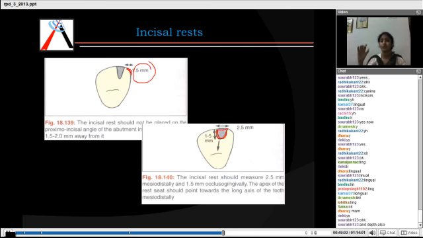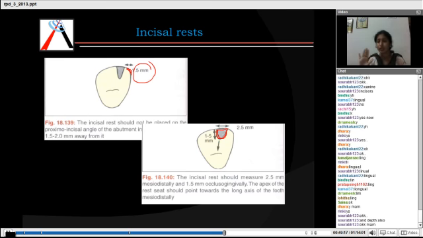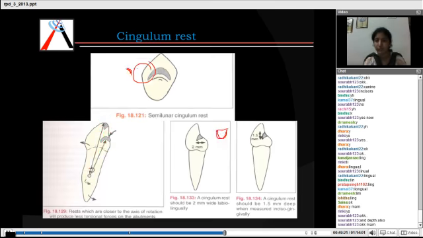Depth is separate, Saurabh. Depth we have already talked about: it should be spoon shaped. Here they have not talked about the depth, they have just talked about the dimensions. Depth also should be taken care of. It should not be very deep. It should be spoon shaped, it should not be box shaped. So these are the dimensions of the incisal rest.